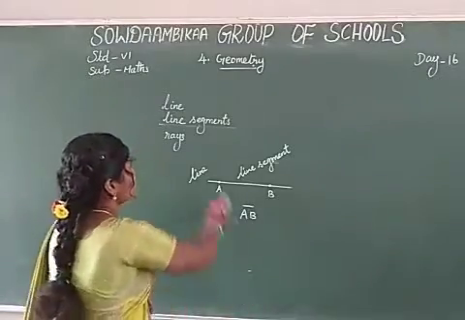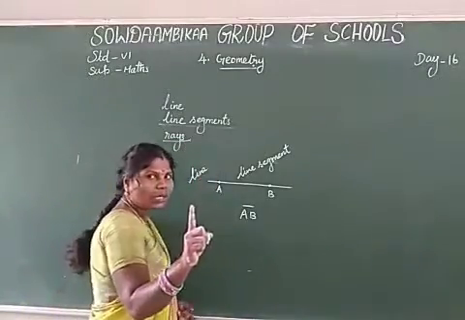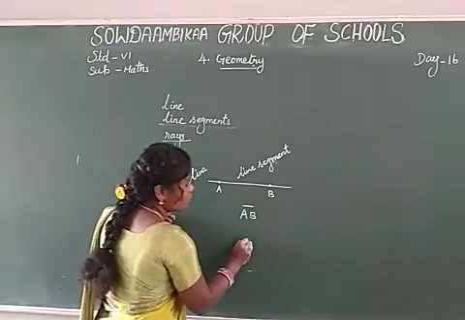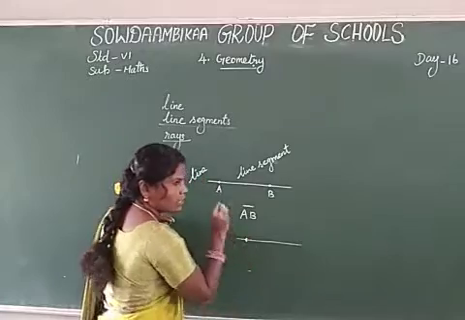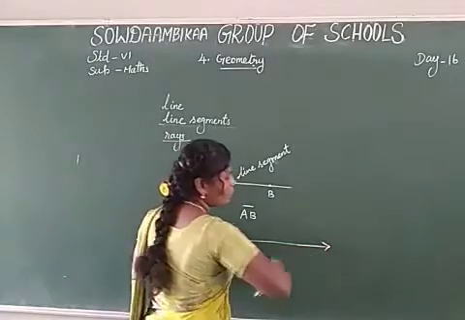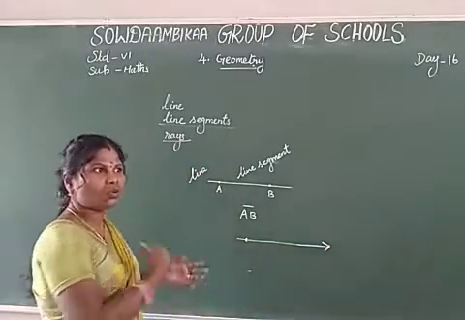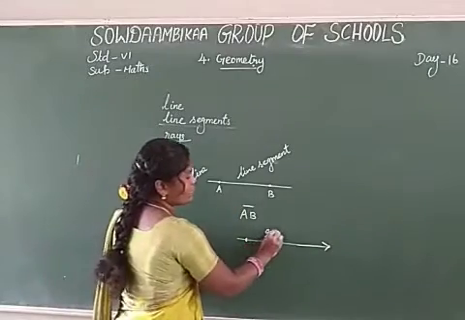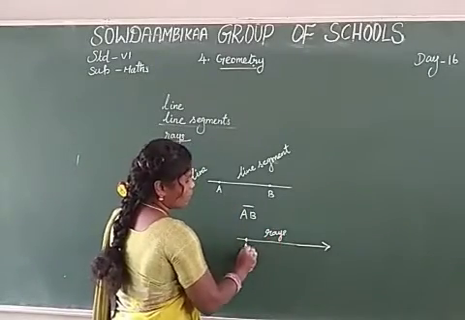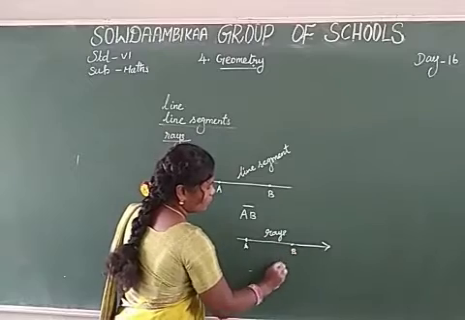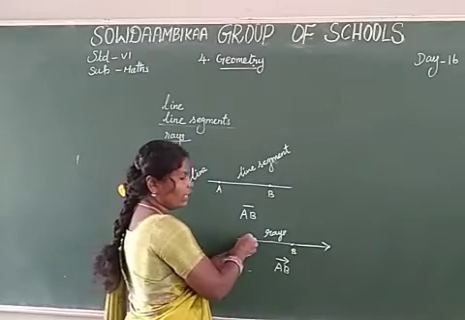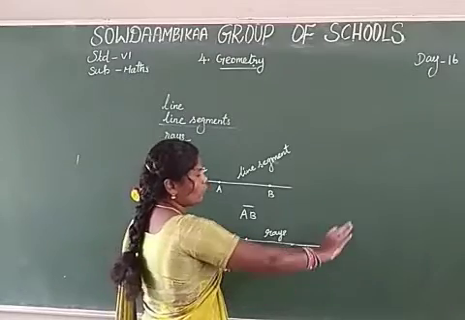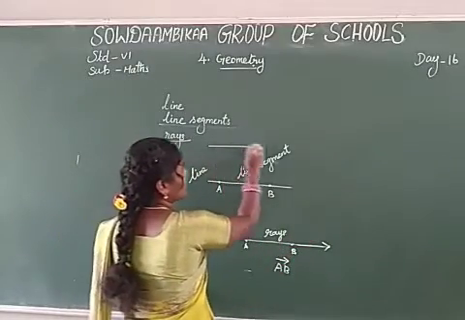Then rays. What is a ray? Only one starting point, and another point. This is a line, and the starting point is here, and it has no end. It's going on. So this is a ray. A and B. Only A is the starting point. So no end.